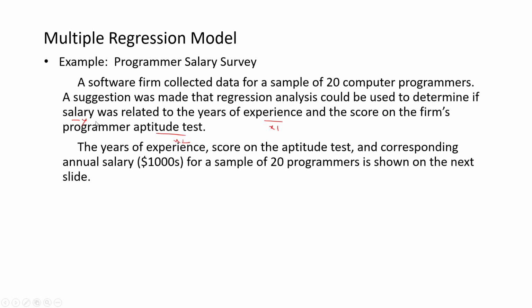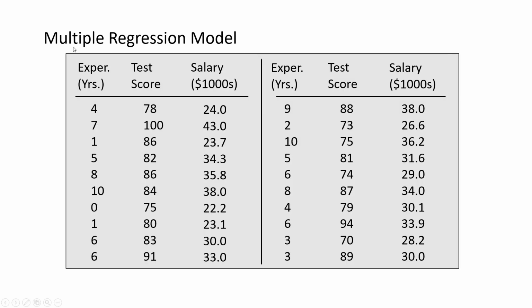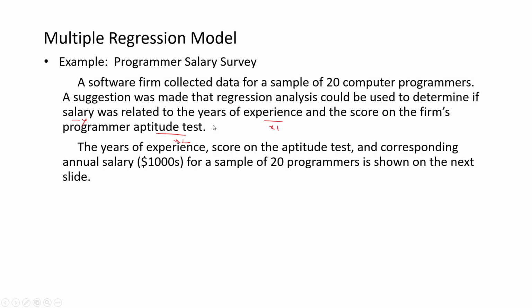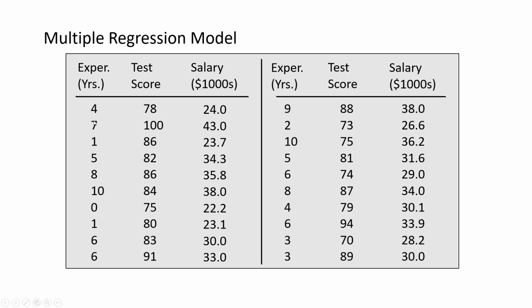So salary depends on experience and aptitude test. This is the experience of 4 years, this is the test score, and the salary will be this one. If this is the experience and this is the test score, this will be the salary. So this is the 20 computer programmer sample data. It starts from 1, 2, 3, 4, 5, 6, 7, 8, 9, 10, and 10 is this one.